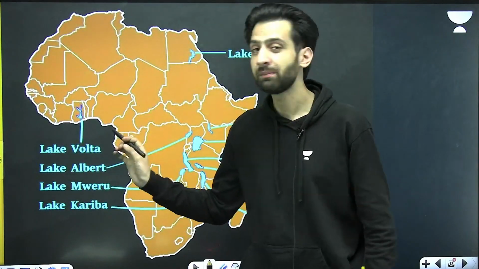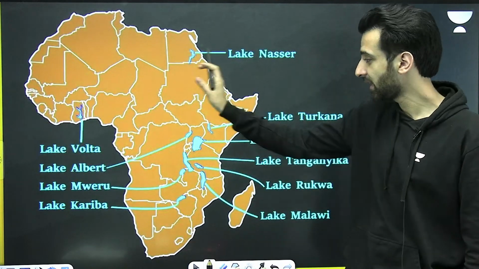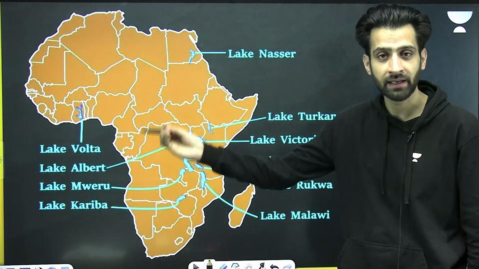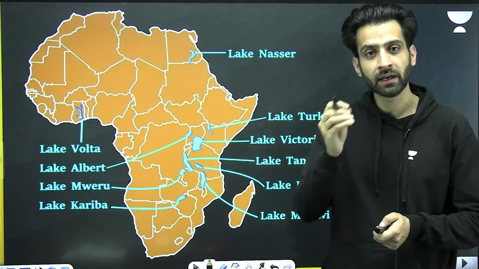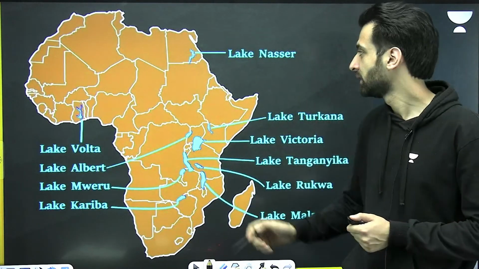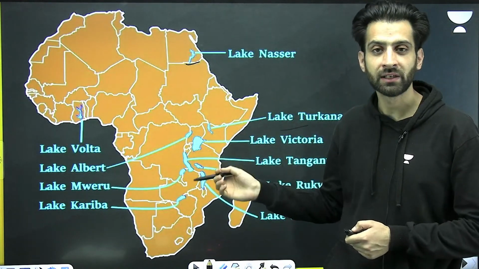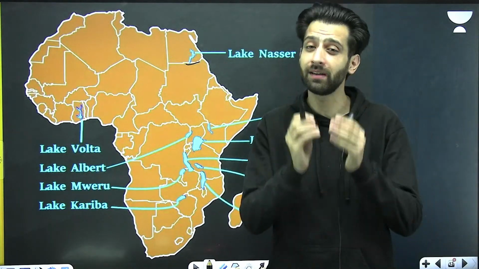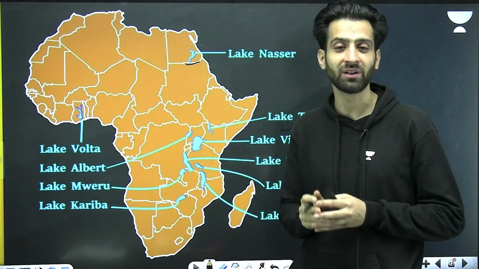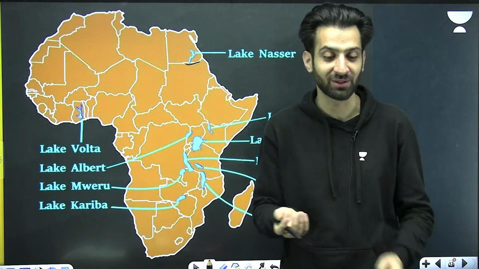Now, this map is very important. Just feel the map first, then we'll go forward, because these are the number of lakes that are present in Africa. So we will learn them one by one and understand why they are important. Lake Nasser, Lake Turkana, these are all the lakes that we're going to discuss one by one, and make sure you memorize them here, and they are very important. Don't think that they are not important. They are important. That is why I'm teaching you all this. Otherwise, why would I teach all this? Okay.